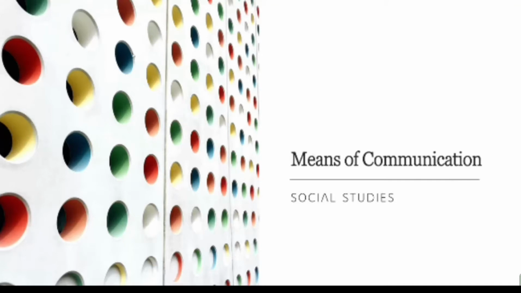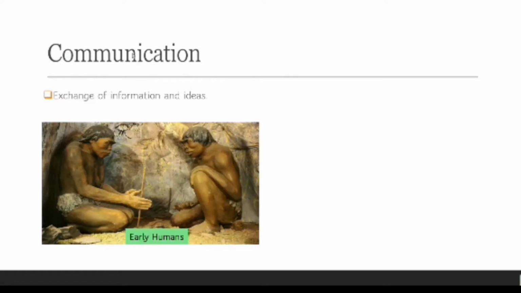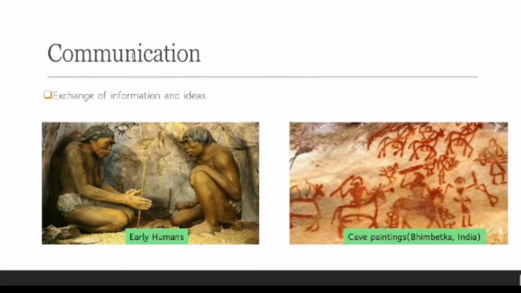Today we are going to learn about means of communication. Communication means exchange of information and ideas. Early humans did it through sounds and gestures. They also used symbols and drew pictures on walls of caves. We can see some of them in Bhimbedka, Madhya Pradesh, India.